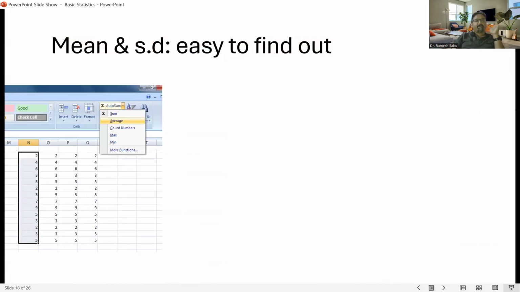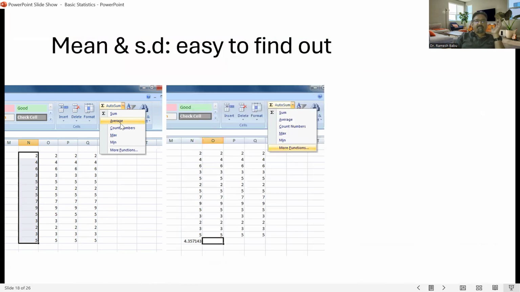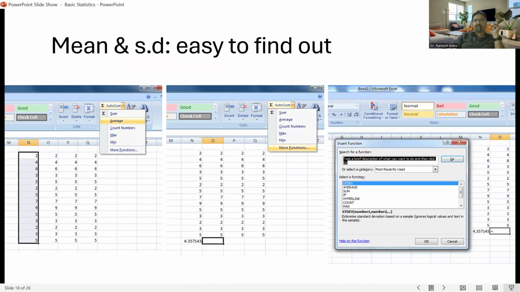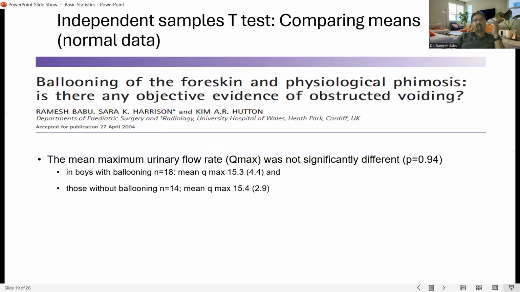Now, how to look at mean? It's very simple. To determine mean, all you need is an Excel tool where you enter the data and then ask for the average. It immediately gives you the average. For standard deviation, again, you go to the same function. Instead of the basic ones, you choose more functions and select the standard deviation, and then it gives you the standard deviation. So this is one way of looking at it.